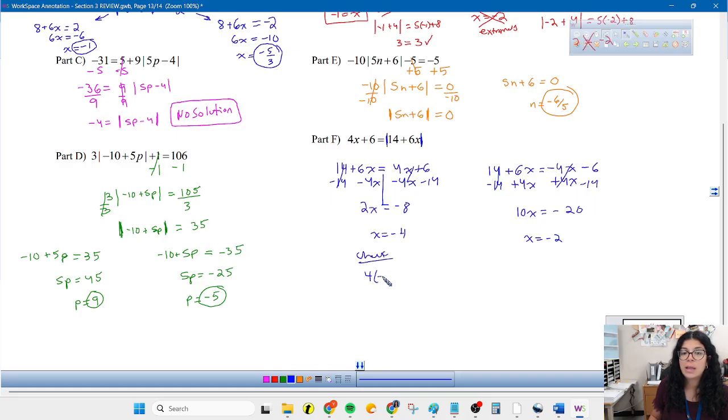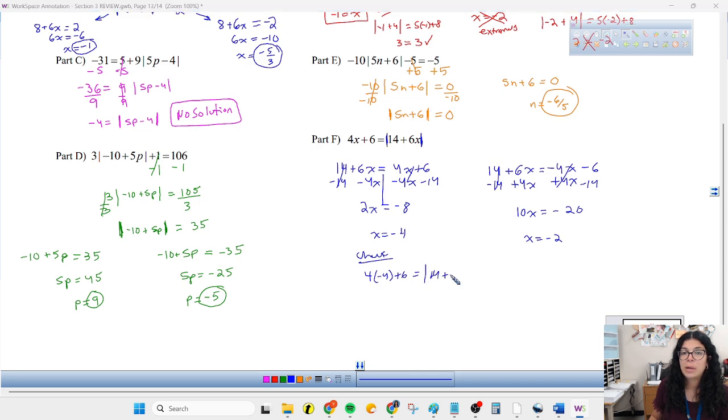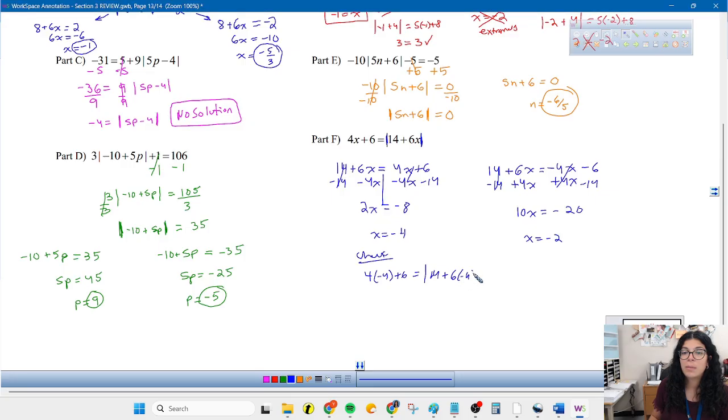So 4 times negative 4 plus 6, does that equal the absolute value of 14 plus 6 times negative 4? Well, 6 times negative 4 is negative 24. Negative 24 plus 14 is negative 10. Absolute value of negative 10 is positive 10. On the left side, 4 times negative 4 would be negative 16. Negative 16 plus 6 would be negative 10. So those are not the same. So negative 4 is extraneous.